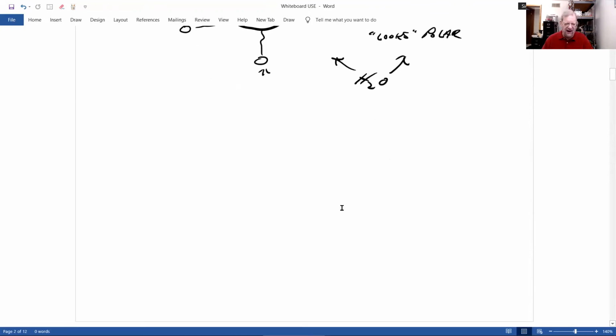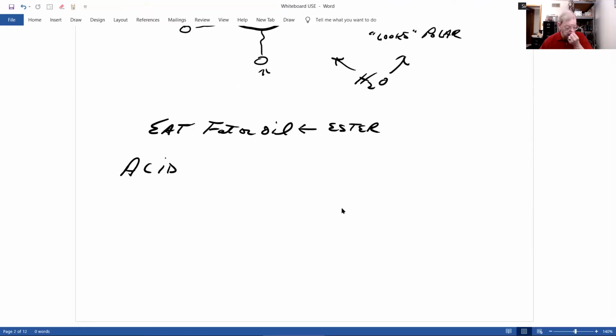Now, another thing I would like you to know is how to describe with words in a general reaction what happens when you eat something that has a fat or oil in it. And what's the functional group in these? Ester. And therefore, when you chew it and swallow it, it goes in your stomach, and that's got acid, hydrochloric acid. It's got water, so it's acid hydrolysis of, and the functional group is an ester.